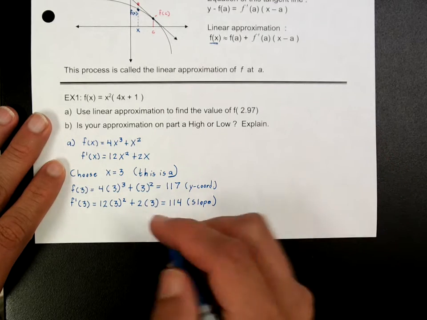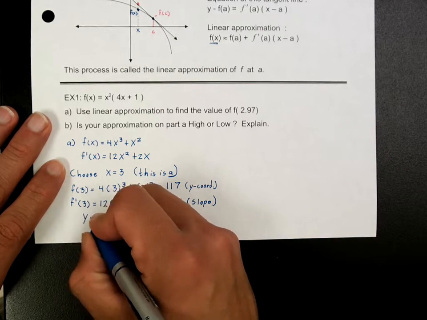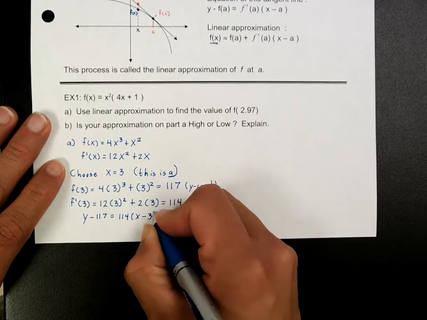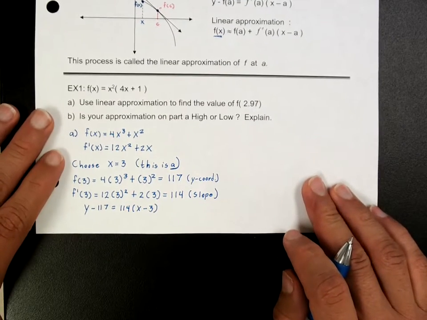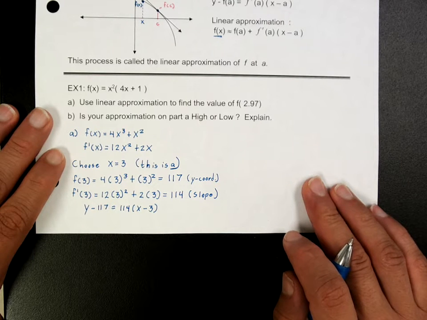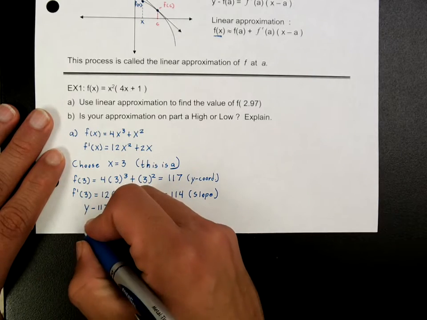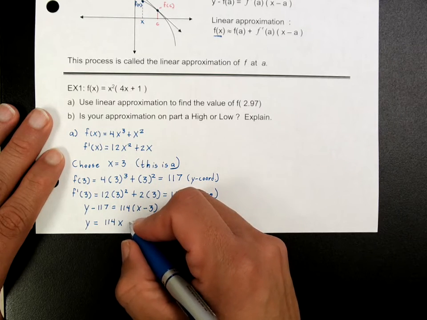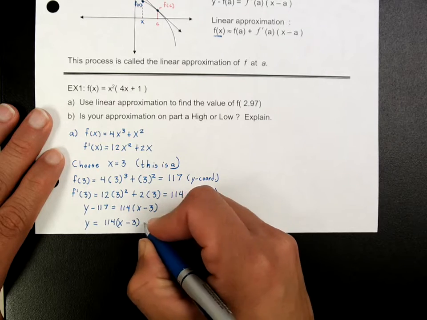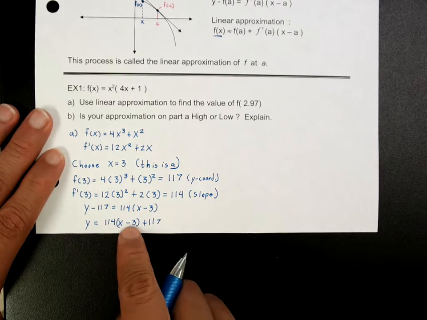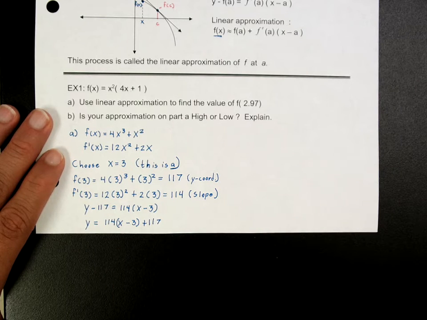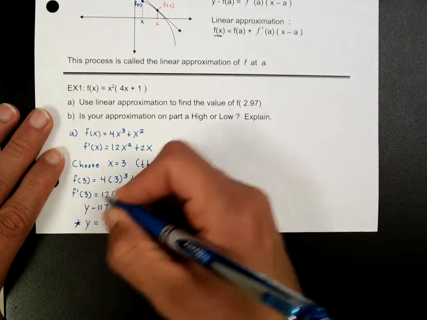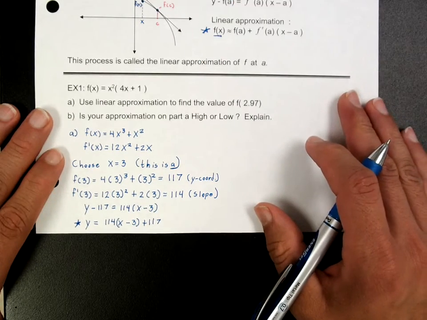Now I'm going to build the equation of the line, which we know is y minus 117 is equal to 114 times x minus 3. So that's the equation of the line. Then I'm going to add that 117 to that side, so I'll have something that looks like an equation. Now, you might ask, could I distribute that 114 and then add like terms? The answer is yes, you can, but I think it would be easier if you leave it like that. Just FYI. So this is the linear approximation.